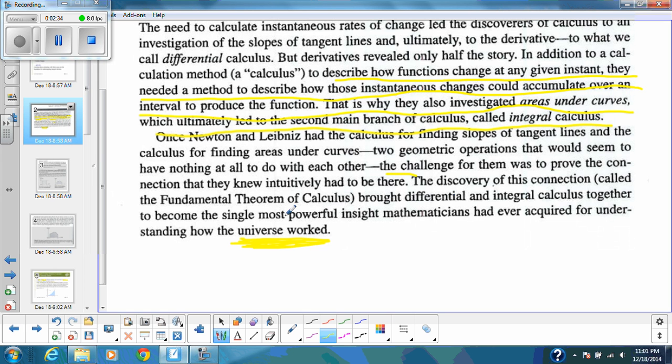And then this is the big statement I just wanted you to see: they brought differential and integral calculus together to become the single most powerful insight mathematicians had ever acquired for understanding how the universe worked. It's kind of a bigger statement than what a lot of us are ready to hear or really care to even think about. But this connection opens so many doors to figuring out so many different types of problems that after you learn about it, maybe you revisit this statement and see how it's possible that they made this.